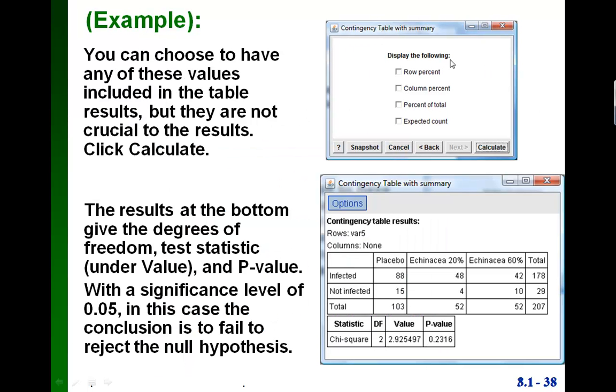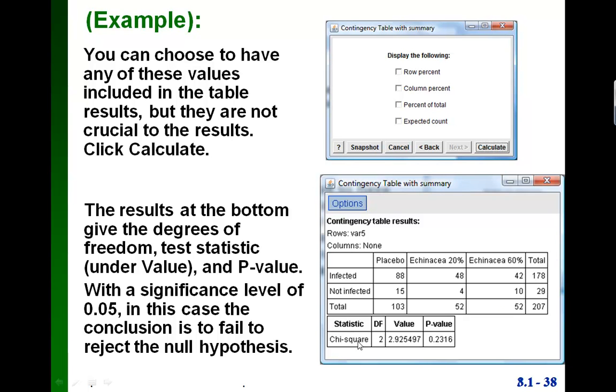And when it brings up your contingency table, you can have it show any of these various things: the row percentages, the column percentages, the percent of total for each one, or the expected frequencies for each cell. In this case, I didn't check any of these, so all it's giving us is just the contingency table. Here's our contingency table. And notice it does give you totals for rows and columns.